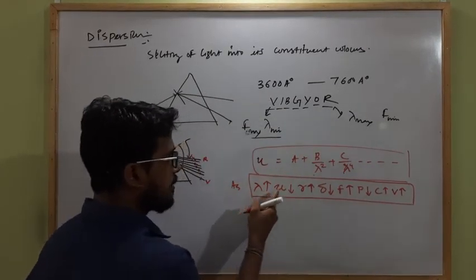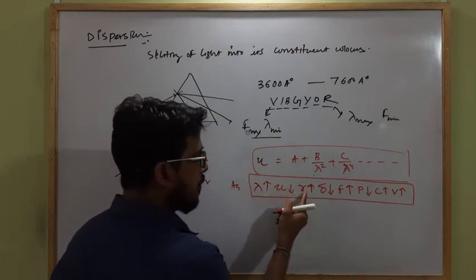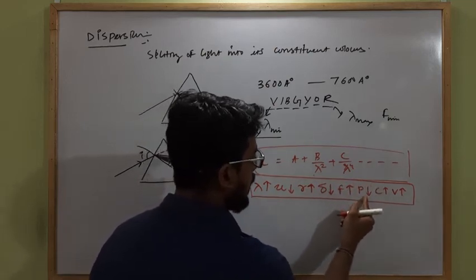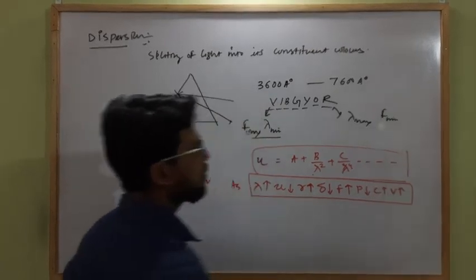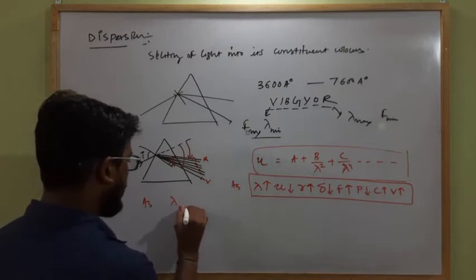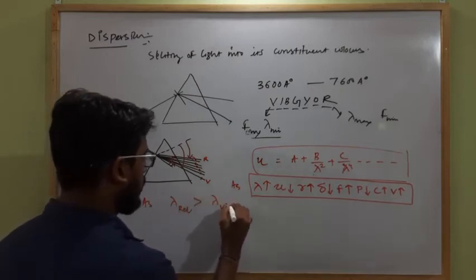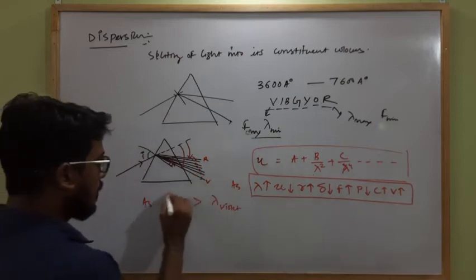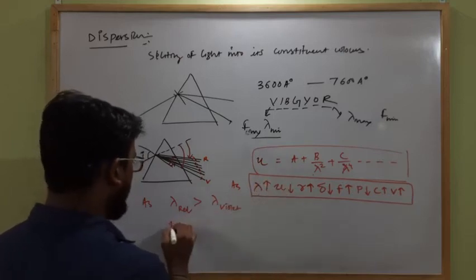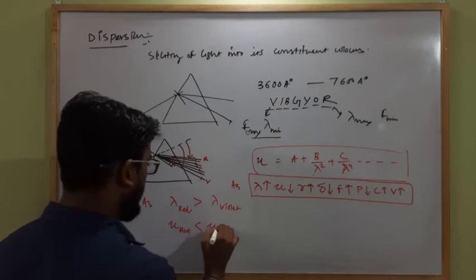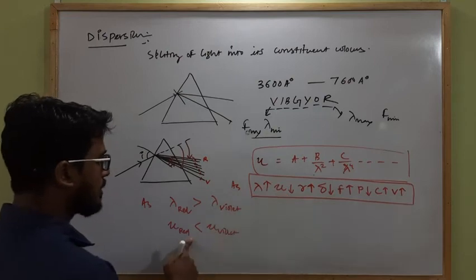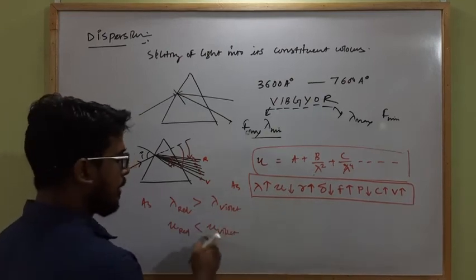When wavelength increases, refractive index decreases, angle of refraction increases, angle of deviation decreases, focal length increases, power decreases, critical angle increases, velocity increases. Clear? So as wavelength of red is greater than wavelength of violet, mu of red will be less than mu of violet, because wavelength of red is more, so refractive index of red will be less. Wavelength of violet is less, so refractive index will be more.